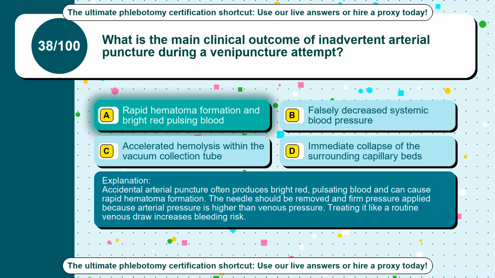Accidental arterial puncture often produces bright red, pulsating blood and can cause rapid hematoma formation. The needle should be removed and firm pressure applied because arterial pressure is higher than venous pressure. Treating it like a routine venous draw increases bleeding risk.